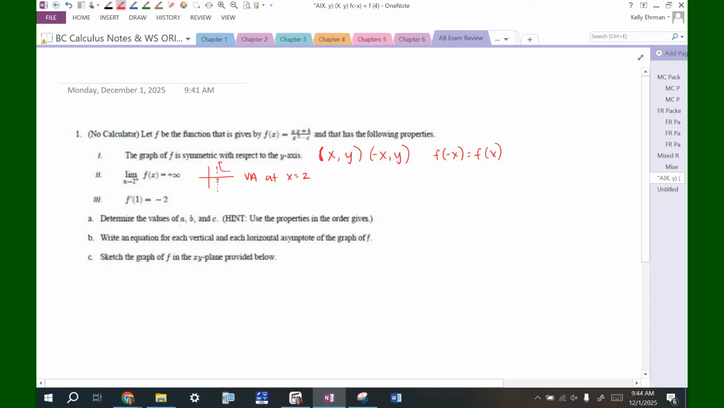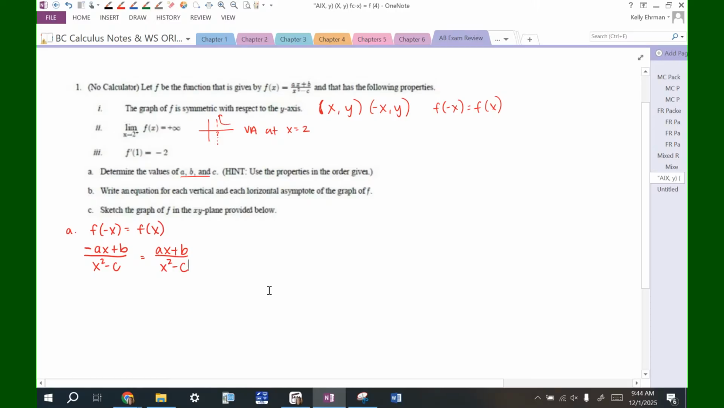Okay, so part A, determine the values of A, B, and C. Hint, use the properties in the order given. So let's start with this. So f of x should equal f of negative x. Doesn't matter what order you write that in. So let's plug in negative x here. So a times negative x is negative ax plus b. If you plug negative x into x squared, you still get x squared minus c. And that should equal the original ax plus b over x squared minus c.